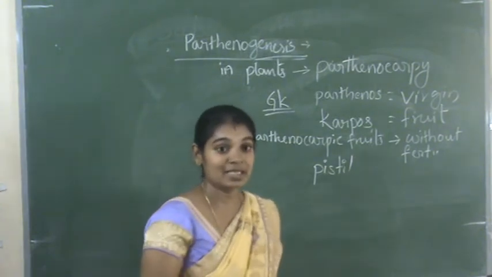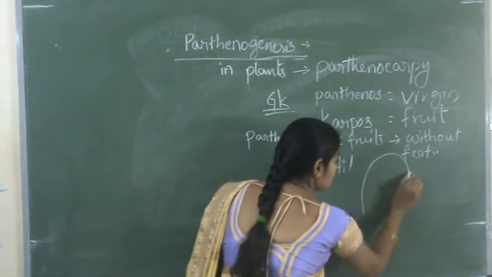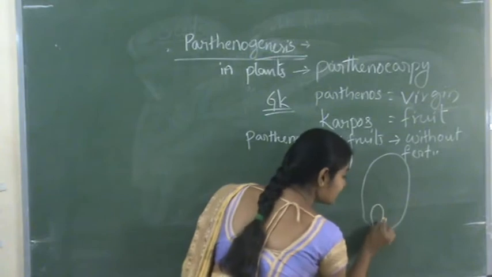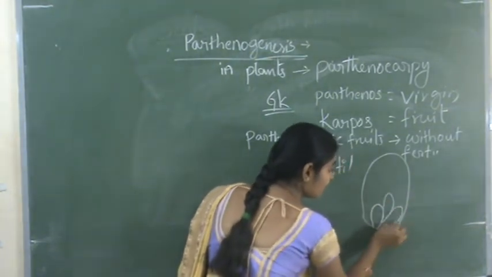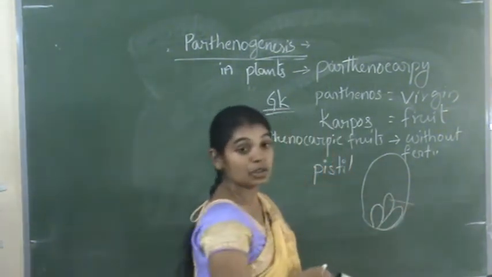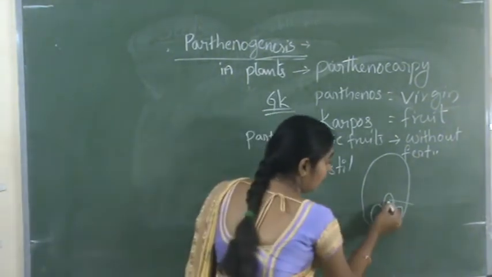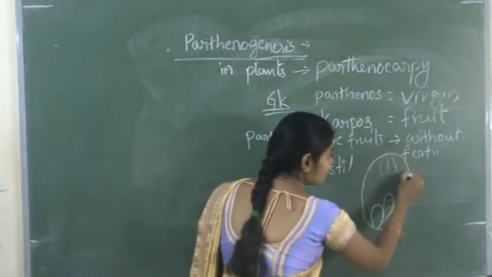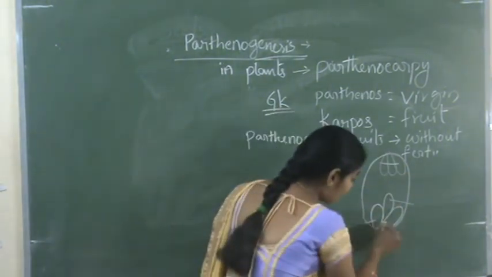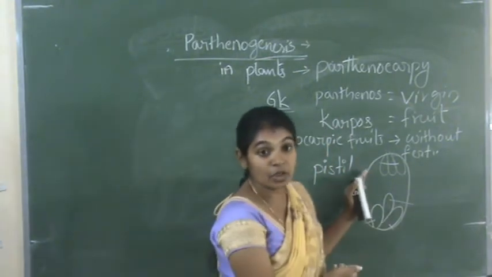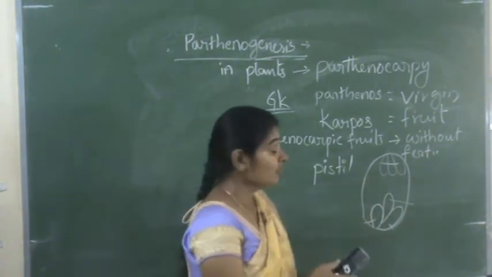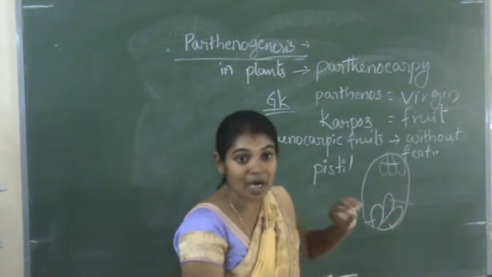There are different cells present in the embryo sac. Out of these, there are synergids, and only one is the egg cell. If the embryo is formed from the egg cell, those are true fruits. If the fruit is developed from the antipodals, the synergids or the nucellus, such fruits are called parthenocarpic fruits. Here fusion of gametes does not take place.